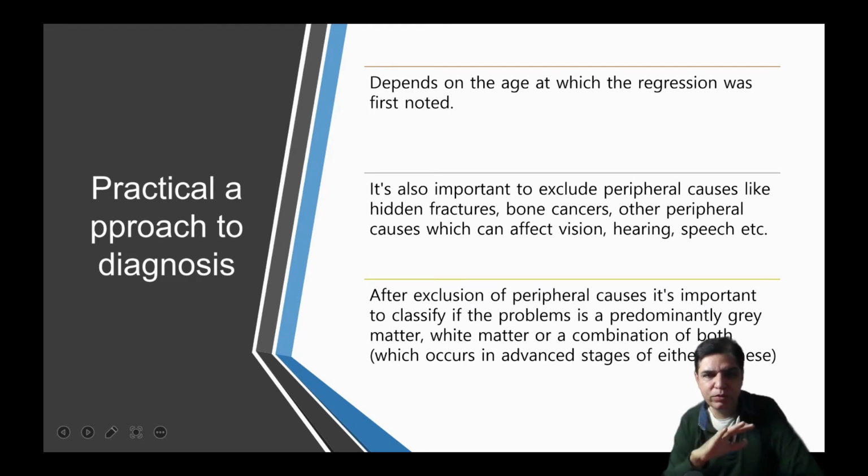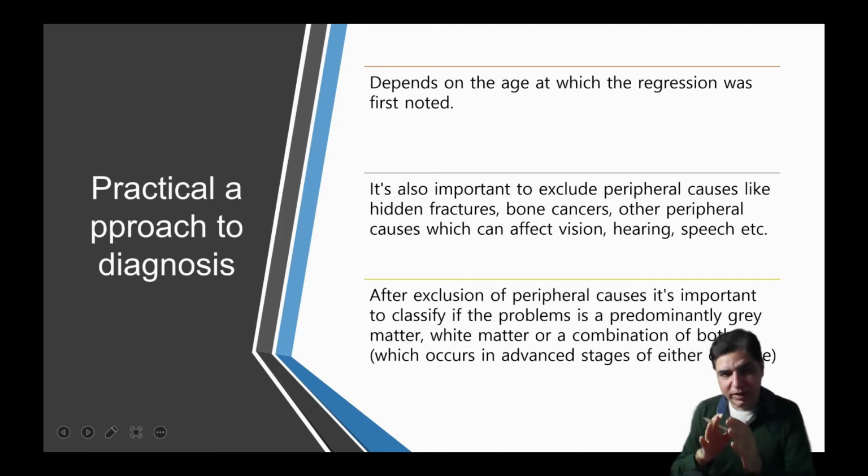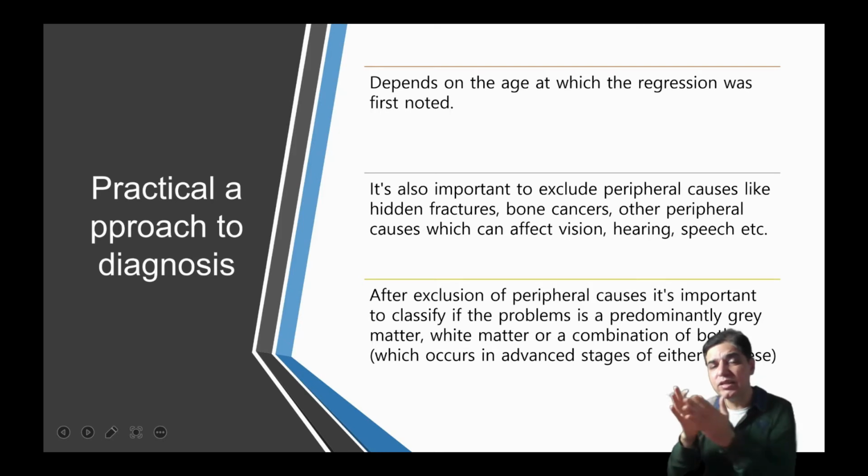And once you have excluded the peripheral causes, it's also important to know whether predominantly gray matter is affected or white matter is affected, because when we talk about neurodevelopment, remember we are dealing with the neuron, and the cell part of the neuron is basically your gray matter, and the axon part is the white matter. So you have to see whether the neuron as a whole is affected, where it would be gray matter and white matter involvement both, or it might be predominantly gray matter involvement where the cell body is affected, or it might be a predominantly white matter disease in which the axons are primarily affected.